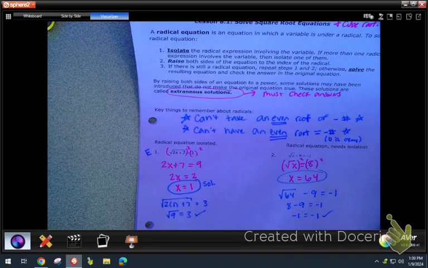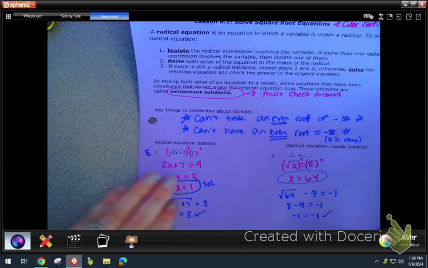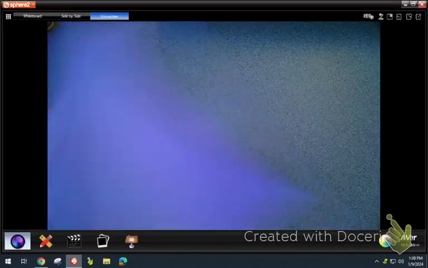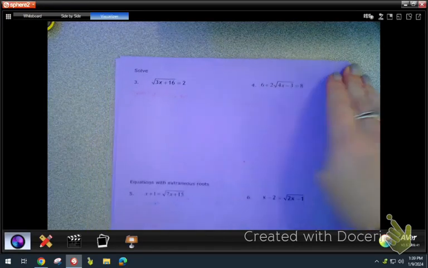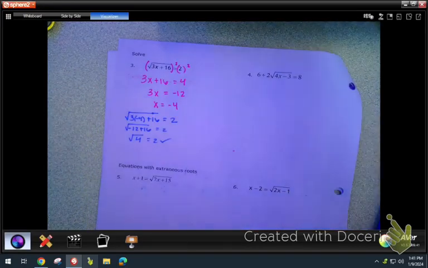Let's look at, you guys try 3. Try 3 and try 4. I think you can do 4. Just be careful on 4. Think about how to isolate. You got to do those steps in the correct order. Warning, warning. Let's talk about 4 real quick.